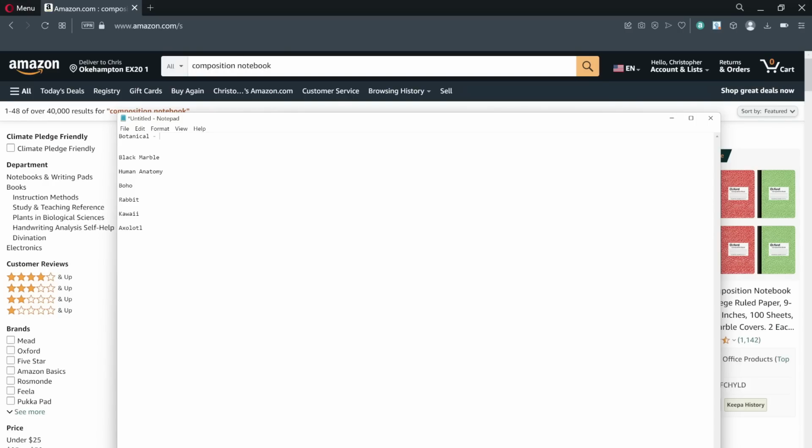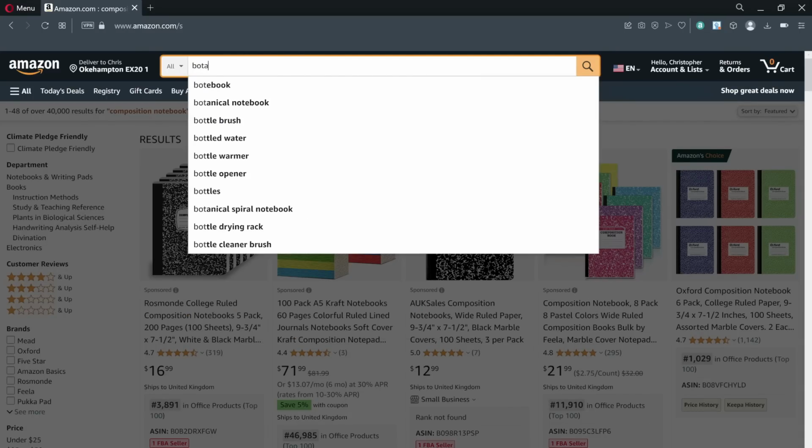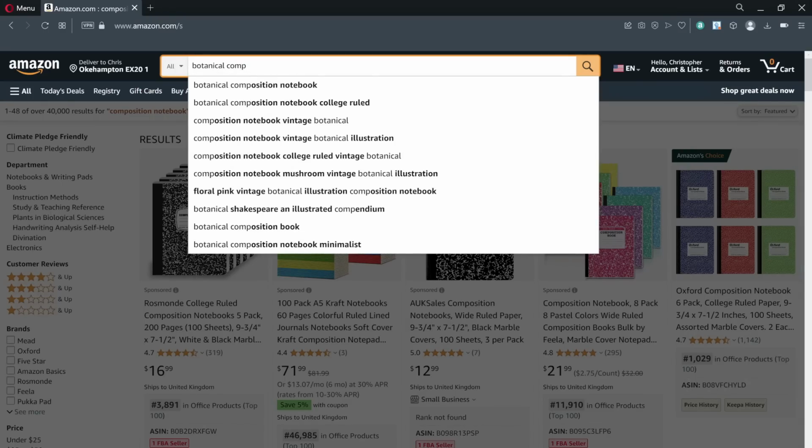So let's use the botanical one that we found as an example here. The first thing that you want to do is just go with what is a logical search term. If you're thinking about buying a botanical composition notebook, what would you type into Amazon? You would just type in botanical composition notebook, right? So one of the first things that I like to look out for here, and again, it is an indication that there's traffic going to this niche. We won't get too caught up on that at the moment, but what I like to look for is that Amazon brings back variations of those search terms.